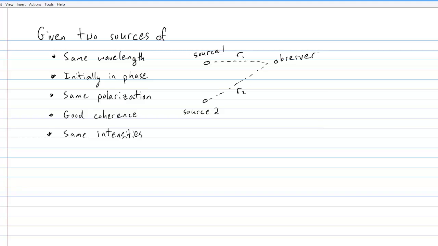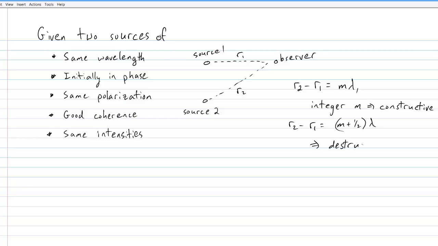If that path length difference were any integer multiple of the wavelength, the two sources would arrive at the target in phase, and we'd get constructive interference. And if it were any integer plus a half multiple of the wavelength, the two sources would arrive totally out of phase, and we'd get destructive interference. This is obviously a fairly limited picture of interference. That bulleted list of restrictions was pretty long, but it was appropriate at the time.